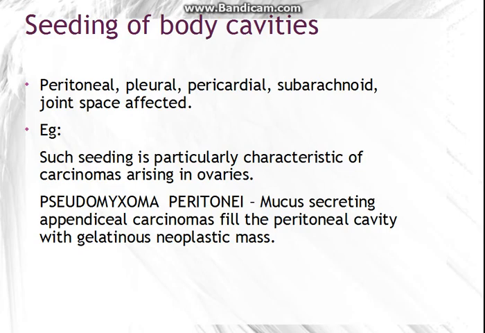Now first is the seeding of the body cavities. What are the body cavities? They are peritoneal, pleural, pericardial, subarachnoid, joint spaces. These are the body cavities. So seeding of such cavities can occur. An important example of this is ovarian carcinoma, which causes seeding of the peritoneal cavity. Sorry, pseudomyxoma peritonei is due to appendiceal carcinoma that fills the peritoneal cavity with a neoplastic mass.